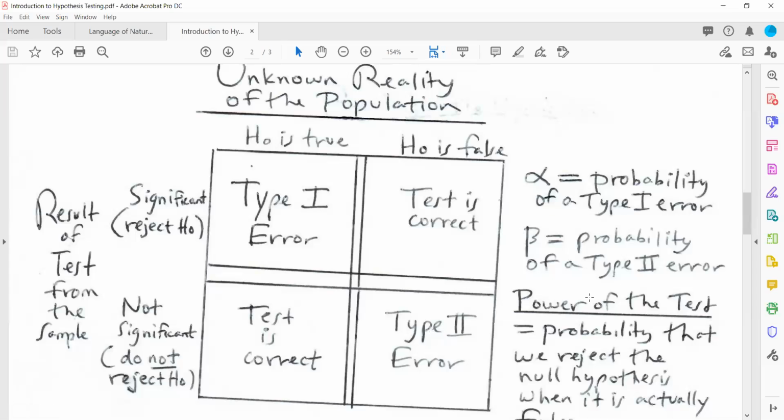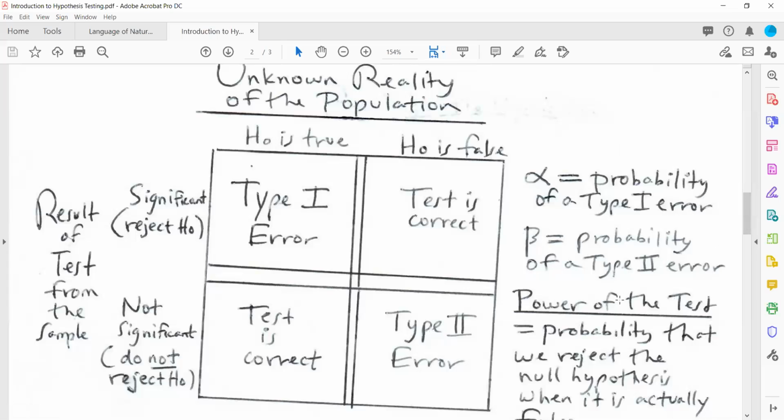Now, beta is used in a more advanced type of course, where they go through it a little bit more than in this type of course. So we're not going to spend much time with beta. Just know what the definition of it is. That's all you need to know. But we will be using alpha.